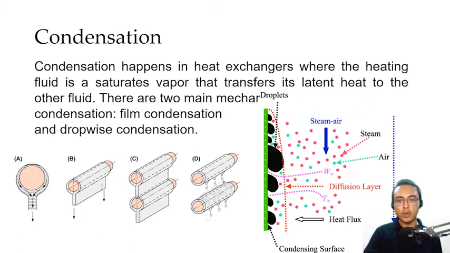Okay? Shown in letter B is another view of that phenomenon. You can see that there is a uniform film of fluid all over the cylinder. And if you are applying this in a heat exchanger, as you can see in letter C, the thin film of fluid, as it is influenced by gravity, will be flowing towards the lower tubes. Okay? In contrast, we have dropwise condensation.